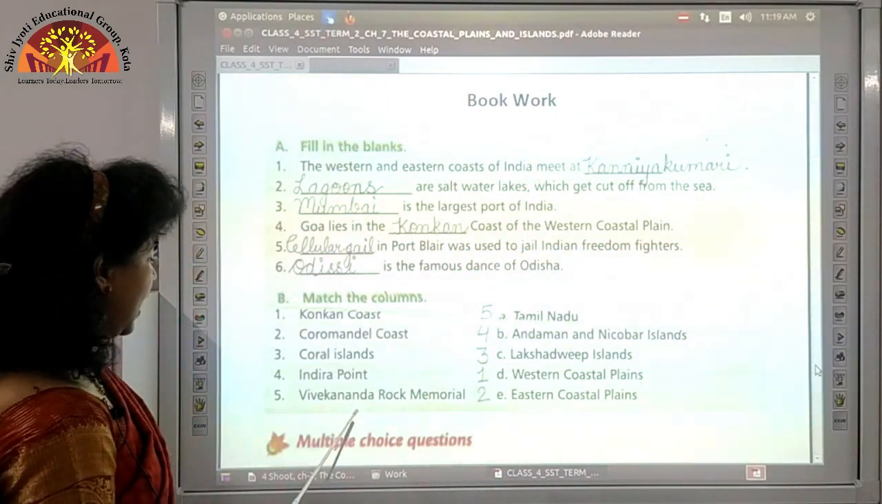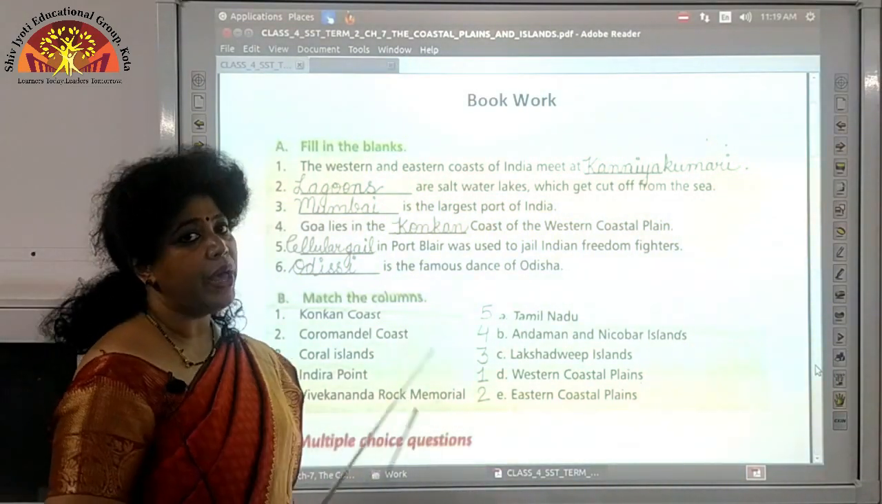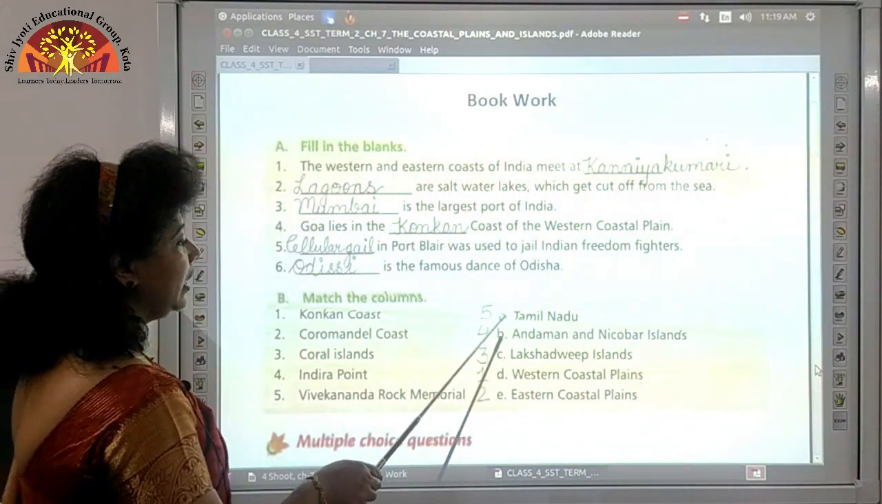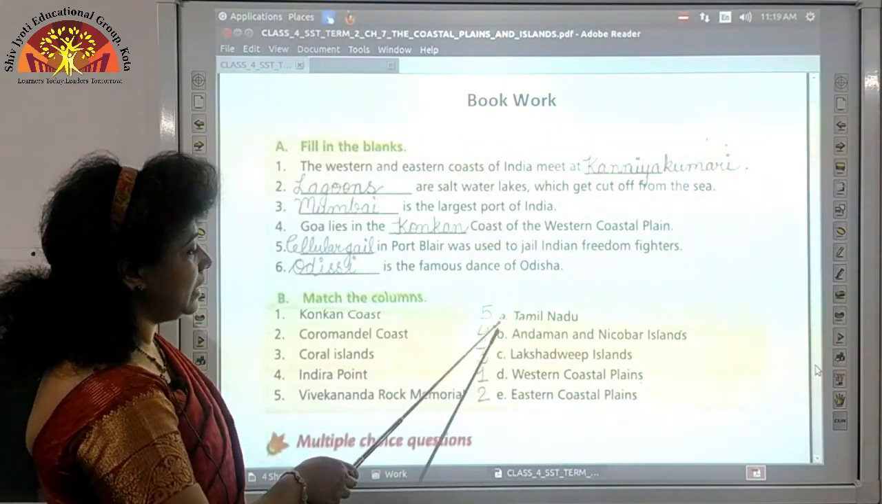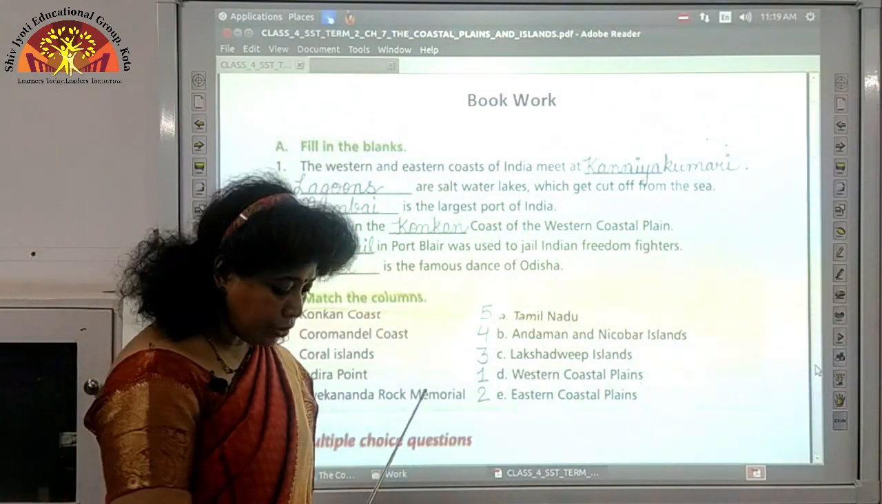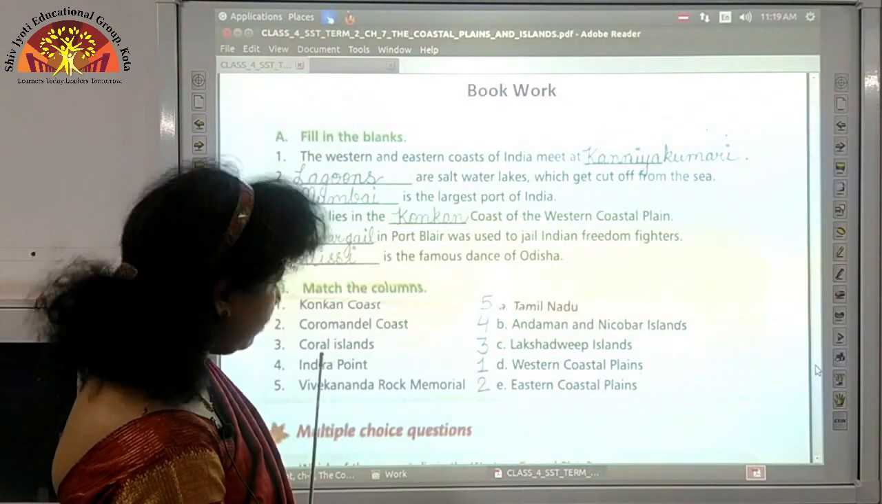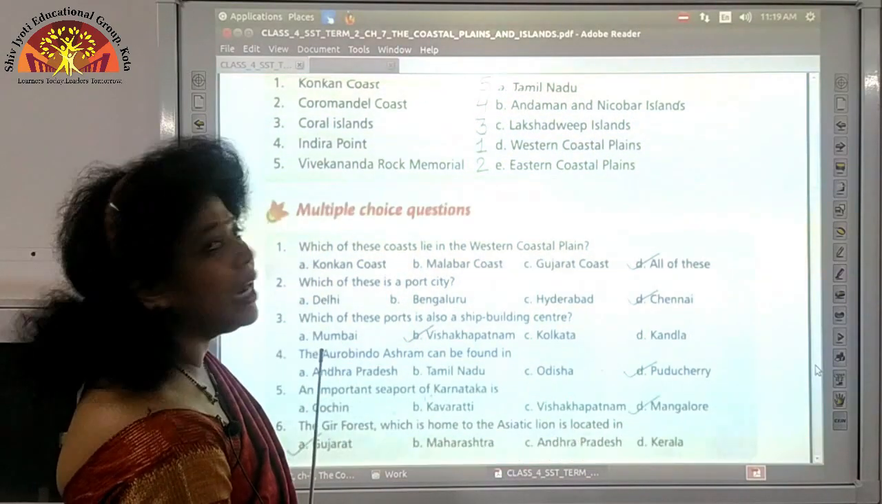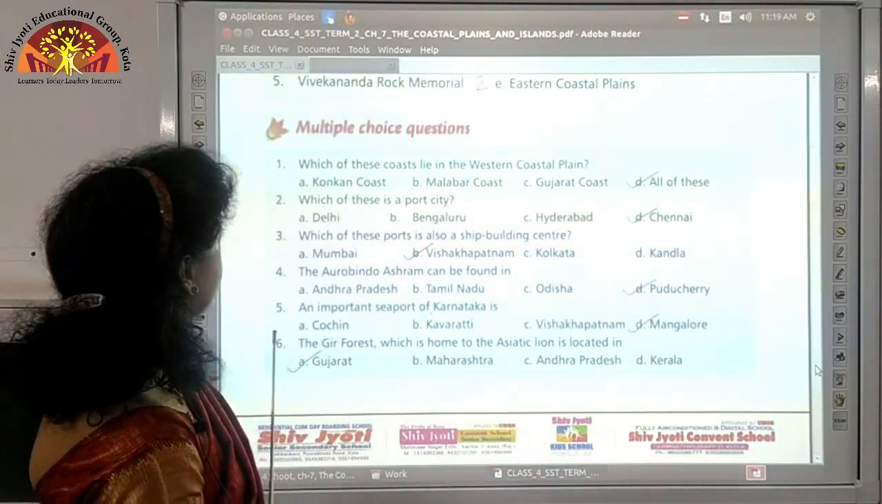Question 5, Vivekananda Rock Memorial, where is it found? It is found in A, Tamil Nadu. So beside A, I want you to write 5. Okay. Now come to page 55 of your book and let's do the multiple choice questions.